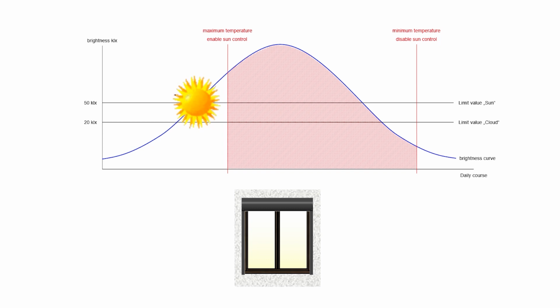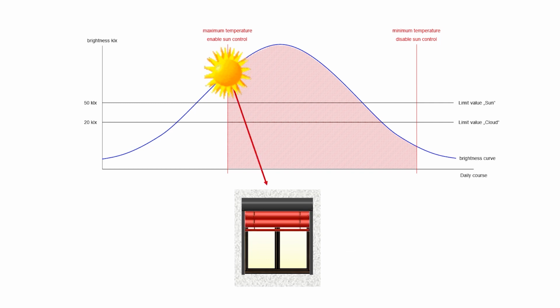The external Venetian blind stays open and the room can heat up. The brightness keeps increasing until the warm limit value is reached. When the preset warm limit value is reached and the sun limit value is exceeded, the sun shading product is lowered.